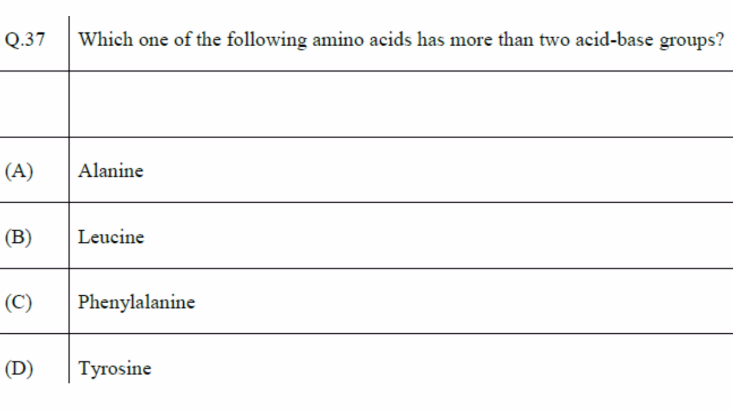Then next one. Which one of the following amino acids has more than 2 acid base groups? Alanine, leucine, phenylalanine have only two acid base groups, that is, the alpha amino group and the alpha carboxyl group. But if you see tyrosine, it has a side chain which is phenolic, that is, it has a hydroxyl group there. So other than the alpha amino group and alpha carboxylic group, it has a phenolic hydroxyl group. So there are more than two acid base groups for tyrosine.